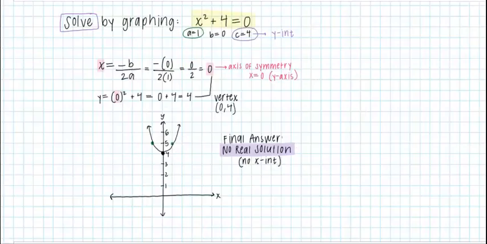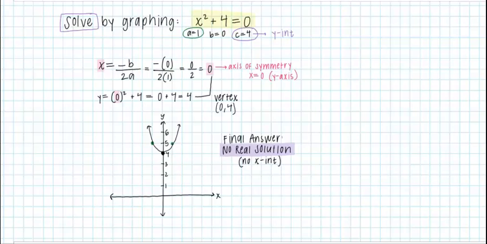Okay, I wanted to show you one last example of solving by graphing, just in case you run into one like this. Let's take a look at if you had to solve by graphing x squared plus 4 equals 0. It's already in standard form, and we can figure out that a is 1, b is 0, and c is 4. So when we go to find the axis of symmetry, it ends up being the y-axis, because 0 divided by anything always equals 0.